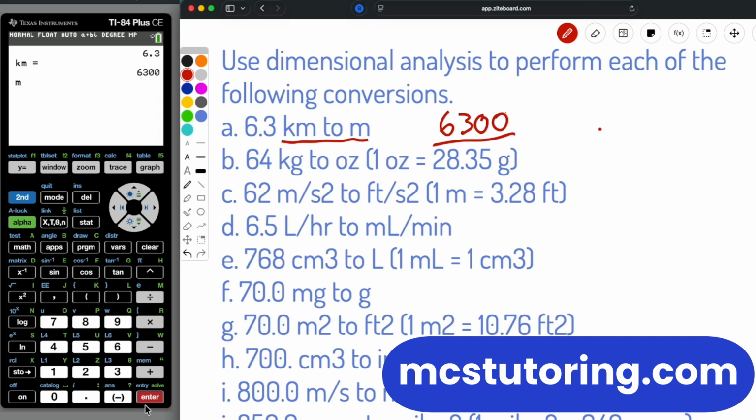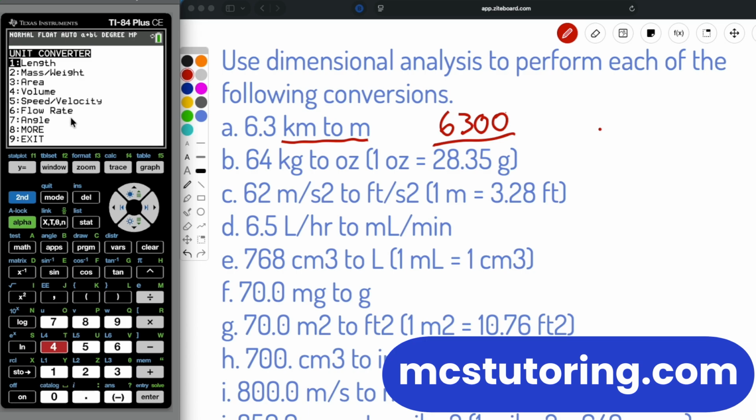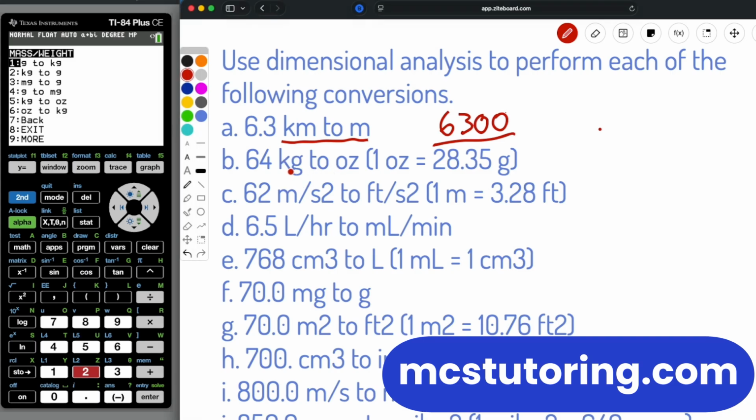Okay. Next one, we have to go back a couple menus here. On this next one, 64 kilograms to ounces. In this case, they're talking about a mass or a weight. So we're going to choose option 2 from the main menu, and we want kg to oz. That's the conversion we want. So it looks like kg to oz is option 5 there.